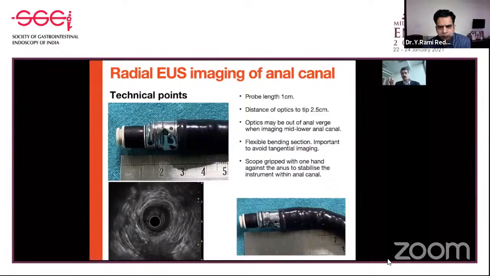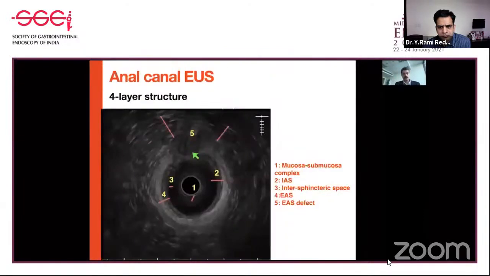So how do you image? The scope is gripped with one hand against the anus. So your grip is right against the anal verge to stabilize the instrument within the anal canal, so that the patient doesn't push it out and you remain in a stable position. This is what I had described.